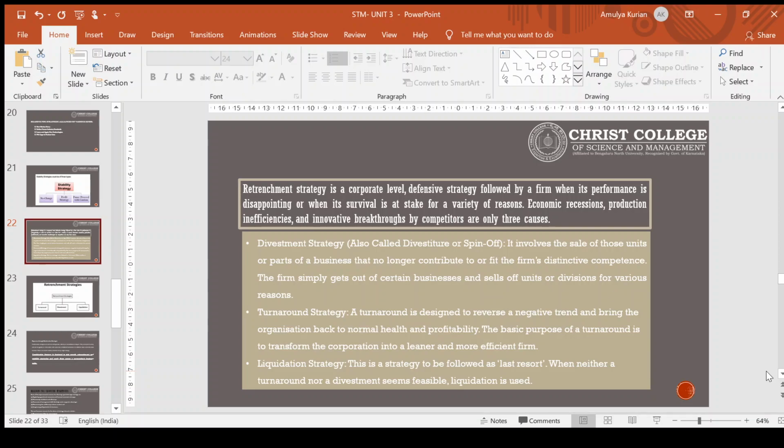What do you mean by divestment strategy or divestiture or spin-off? It involves the sale of those units or parts of business that no longer contribute to or benefit the firm's distinctive competence. So, giving away or selling off your business units which are not profitable is what you mean by divestment strategy. It is nothing but selling off business units which are not profitable and concentrating on those business units or product lines which give you that edge in competition and which are able to produce more profit.